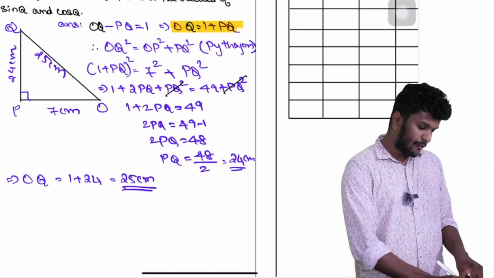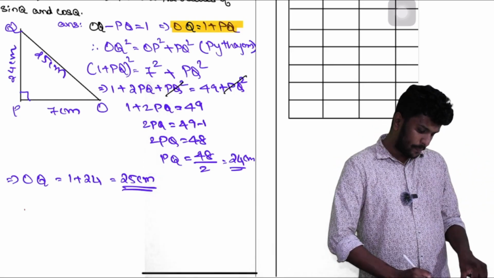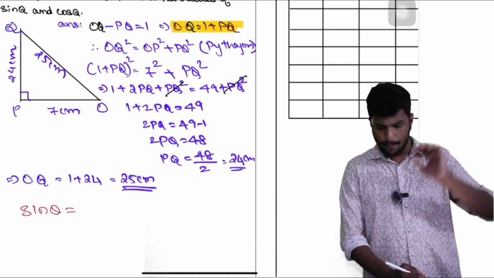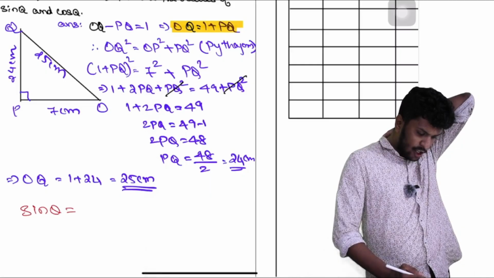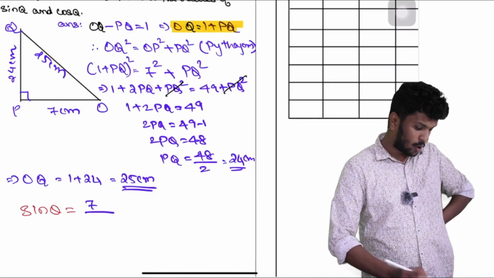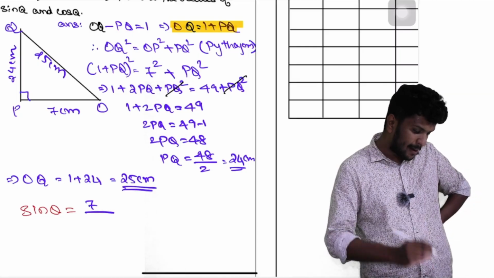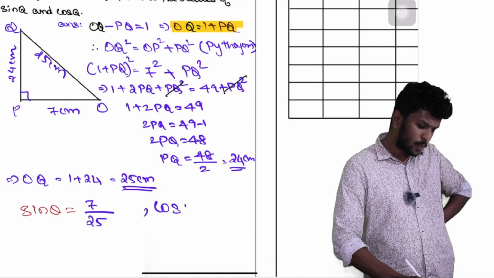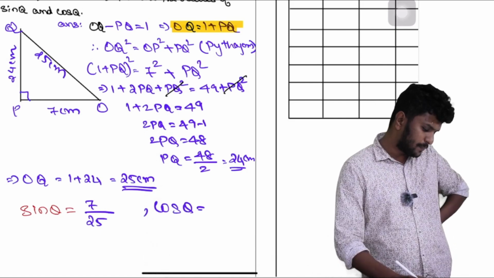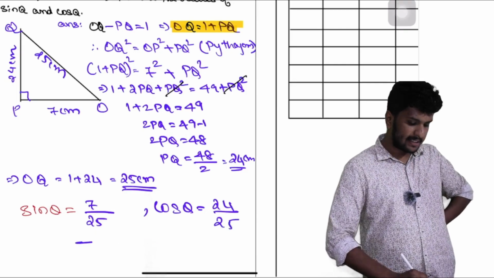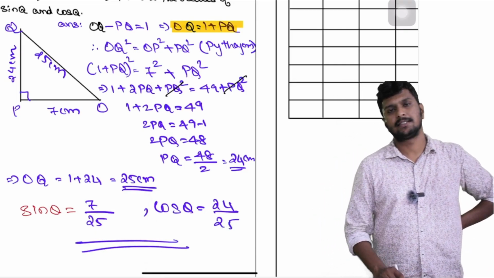Okay, now find the values of what? Sine Q. Sine Q is equal to the opposite side of angle Q divided by hypotenuse. What's the opposite side of angle Q? OP, which is 7 centimeter, right? 7 centimeter divided by hypotenuse, which is 25. And cos Q is what? Opposite of angle Q, sorry, adjacent of angle Q, so 24 by 25. These are your values.